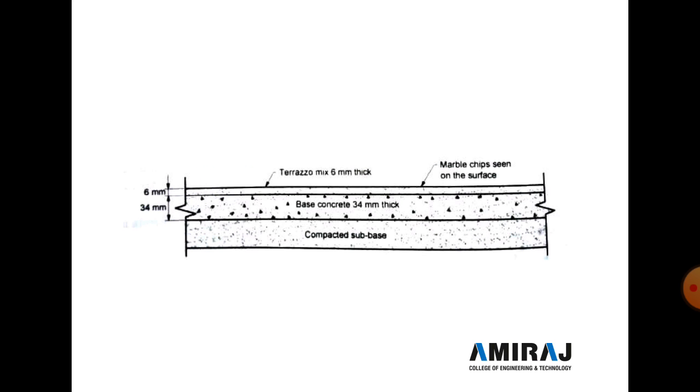It's called a terrazzo mix of 6 mm thickness, and after terrazzo is laid on the concrete, the terrazzo is properly compacted, and after drying it is properly polished, and here 5 to 7 days of curing is required.